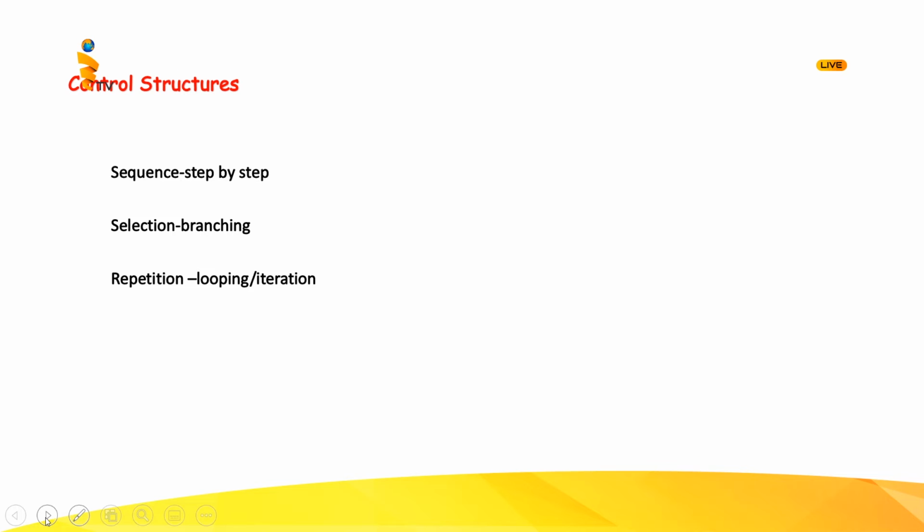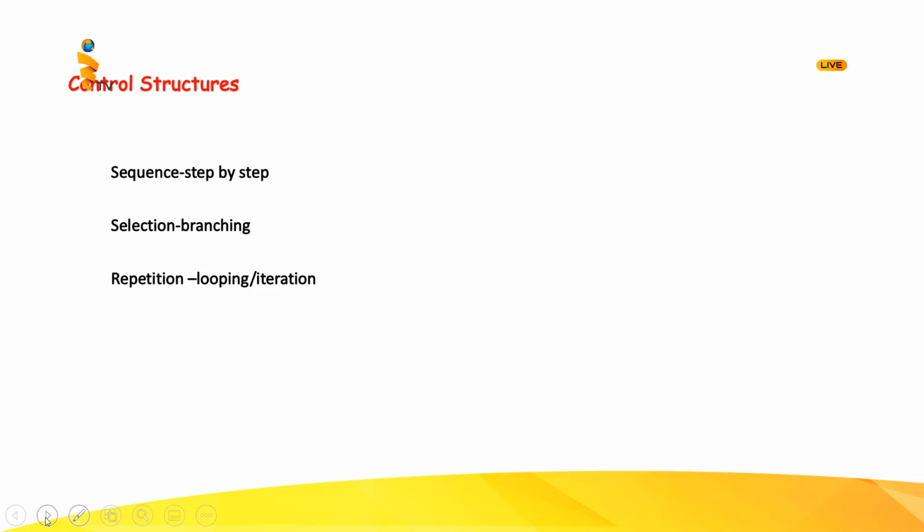Now, suppose you are going to write certain programs. There are certain structures to be used. We call them control structures. Control structures are how we determine how the program flows. In some problems, we only have to do certain things step by step. They are called sequence, step by step. There are mainly three structures: sequence, selection and repetition.